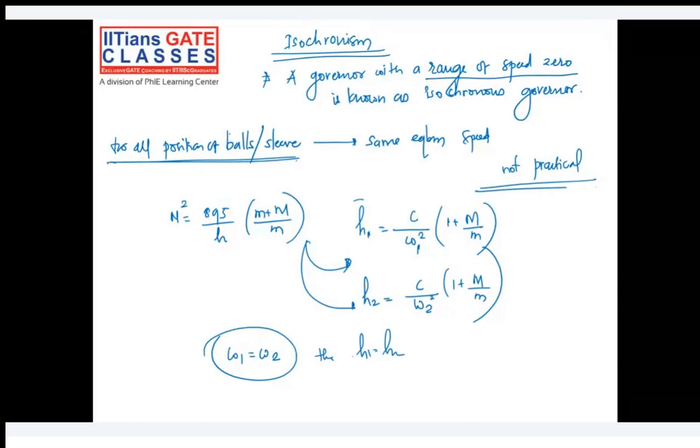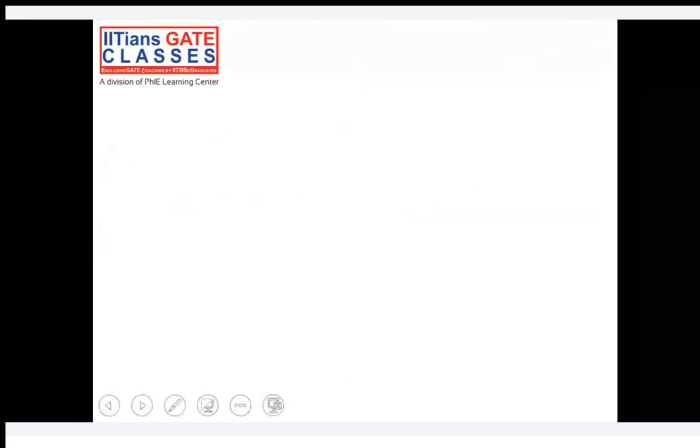Is it clear, what is the concept of isochronism? It is not practical, especially in this Porter governor. This formula was for the Porter governor. So this is the condition, you can say, for isochronism: if you want the same omega, then your h1 and h2 have to be the same. This is the criterion. Now, let's take the example of the Hartnell governor.